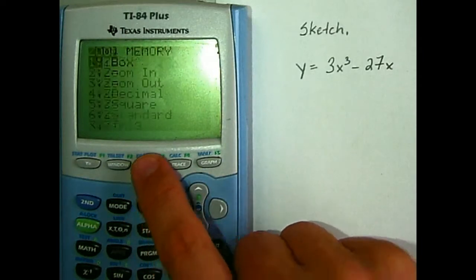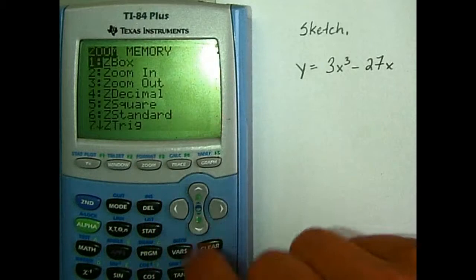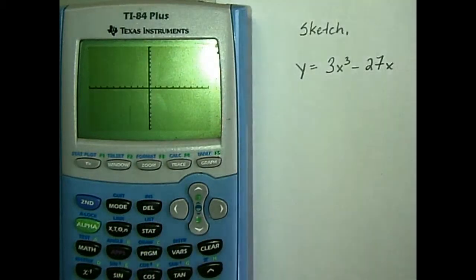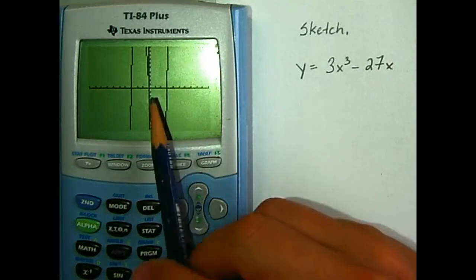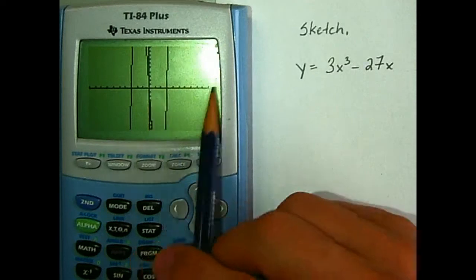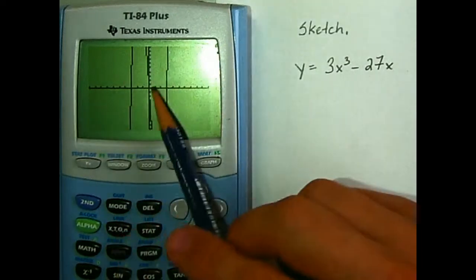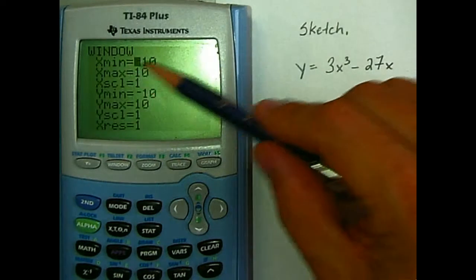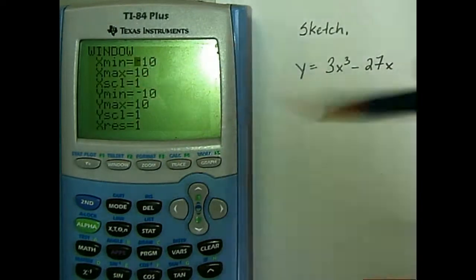So I'm going to go to zoom and then push number 6, or scroll down to number 6, push enter, and that's going to graph my equation on a standard window. A standard window means that I've got 10 units in any direction from the origin, so plus 10 here, minus 10, plus 10, and minus 10. And that'll show up in our window: x min, x max, minus 10, plus 10, and on and on.